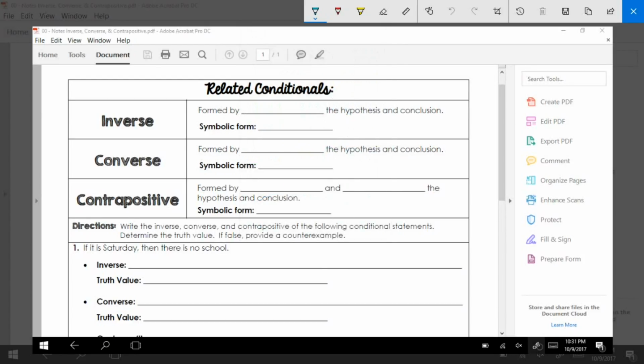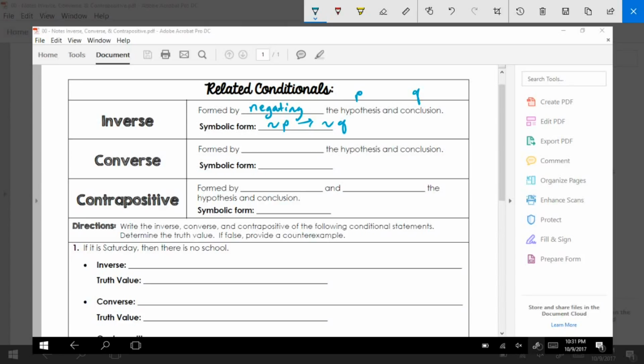So first we got the inverse, and the inverse is formed by, vocabulary word, negating. Do you know what negate means? It means to make null. Pretty much you're putting the negative version of it, okay? So it's formed by negating the hypothesis and the conclusion. Remember, hypothesis is P and conclusion is Q. So the symbolic form for the negation of both would be squiggly line P, arrow, then squiggly line Q, okay? And that means if not P, then not Q. All right, let's go to the next one.